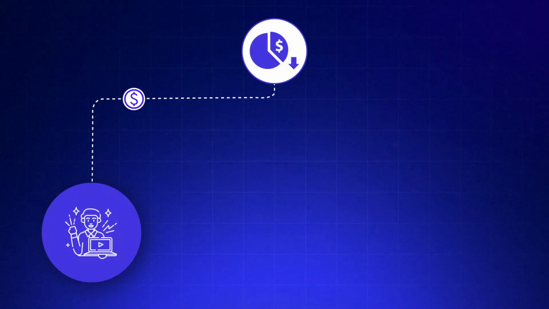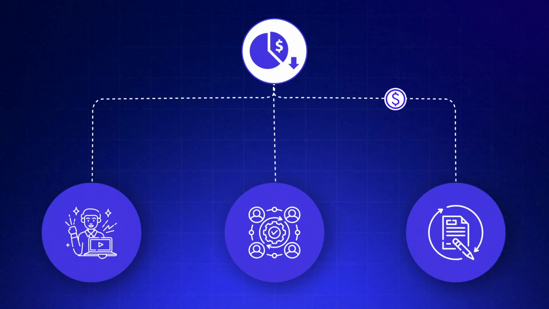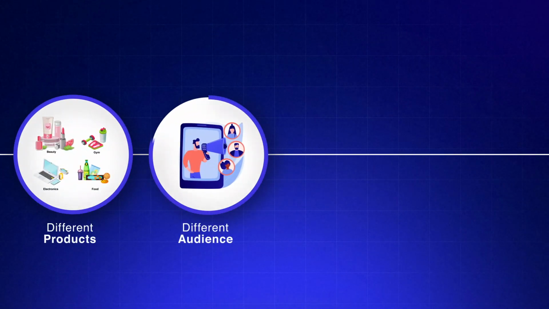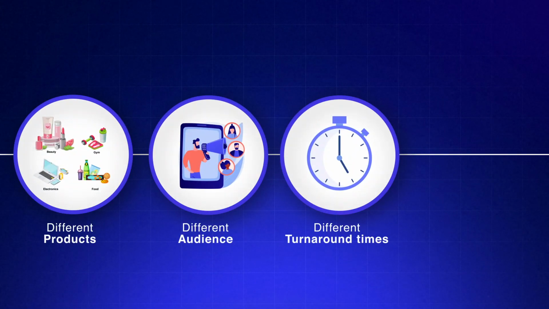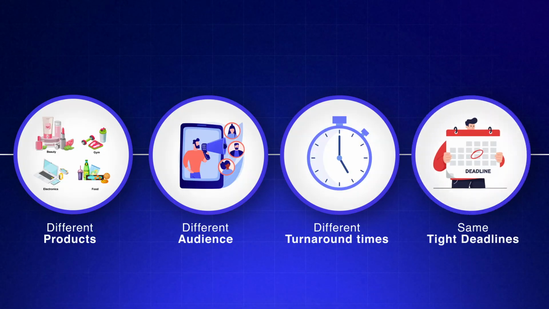Agencies are billing for user-generated content and spending half their margin on creators, coordination, and revisions. There's a faster way, and your clients won't know the difference. Producing user-generated content at scale across multiple clients is a logistics problem, with different products, different audiences, different turnaround times, and the same tight deadlines.